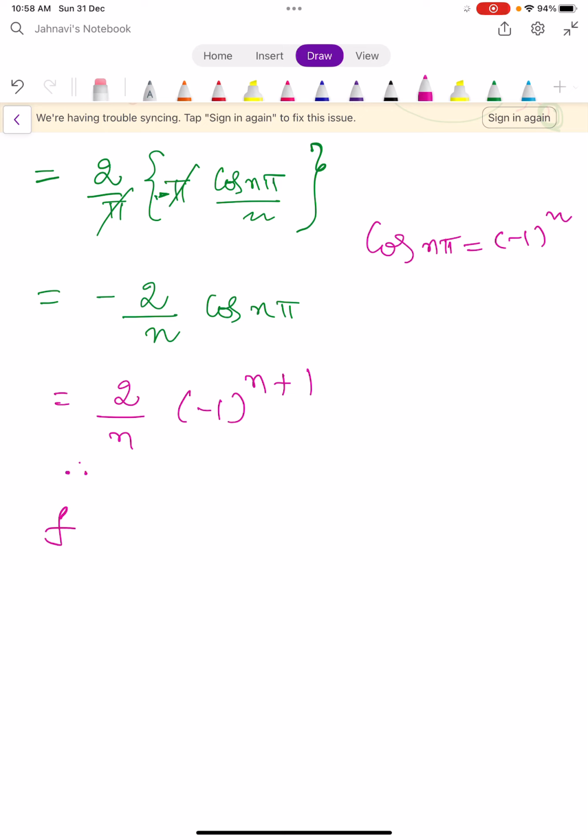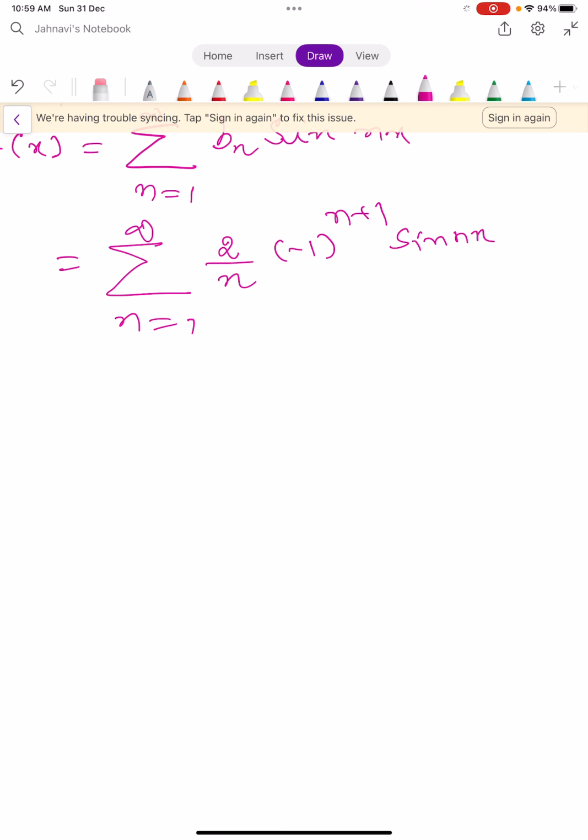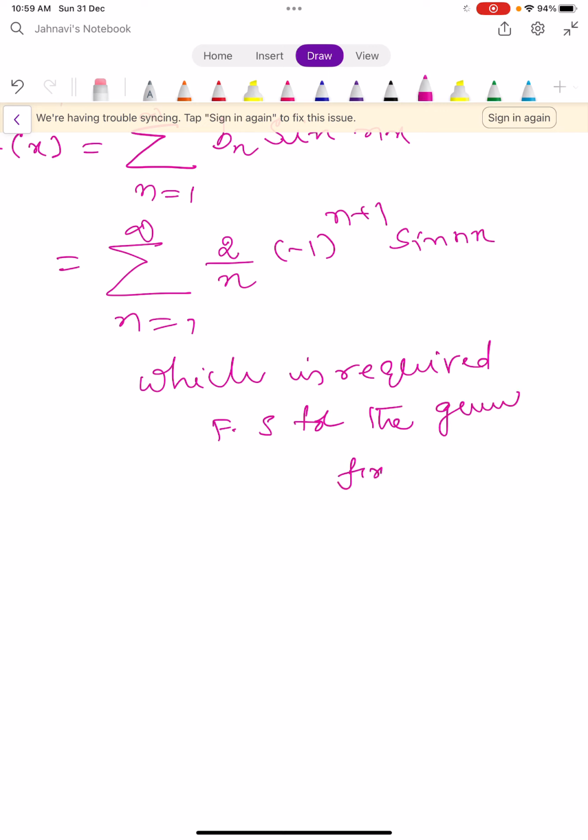Therefore, the Fourier series is given by f of x is equal to summation n is equal to 1 to infinity bn sin nx, which is equal to summation n is equal to 1 to infinity 2 by n, minus 1 power n plus 1, sin nx. This is the required Fourier series for the given function f of x in the interval minus pi to plus pi.